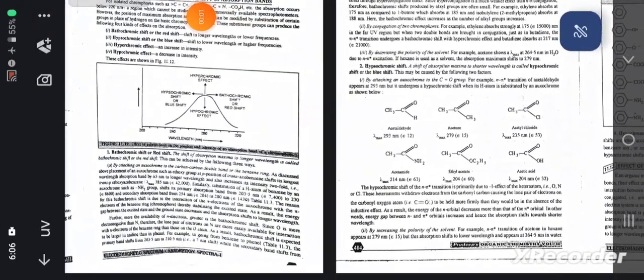Furthermore, the greater the availability of n electrons, the greater is the bathochromic shift. Since O is more electronegative than N, the lone pair of electrons on N are more easily available for interaction with the pi electrons of the benzene ring than those on the O atom. As a result, the bathochromic shift is expected to be larger in aniline than phenol.